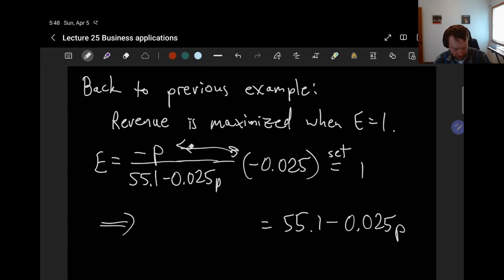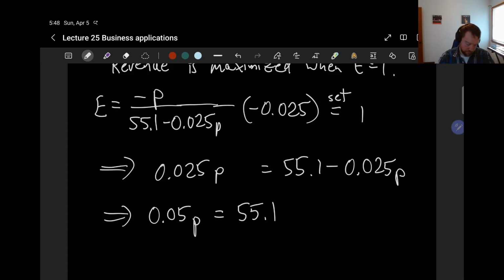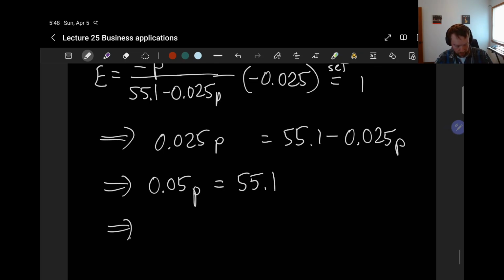And now bringing these things together, multiplying them, double negative goes away. So that's a positive 0.025p. And now I can add this guy to both sides. Remember, I'm trying to find P. So I just added this to both sides. And then it's just division. So this is the price which will maximize our revenue.